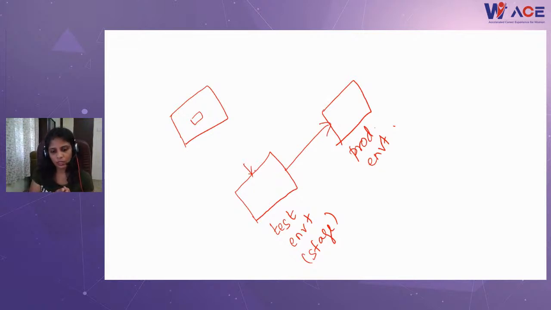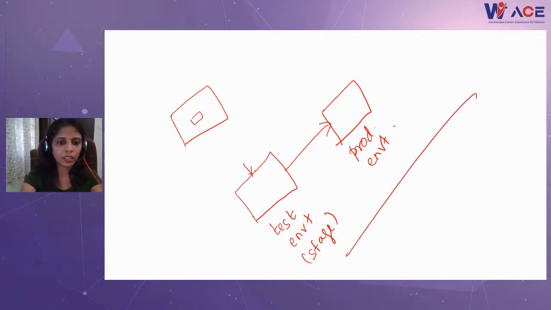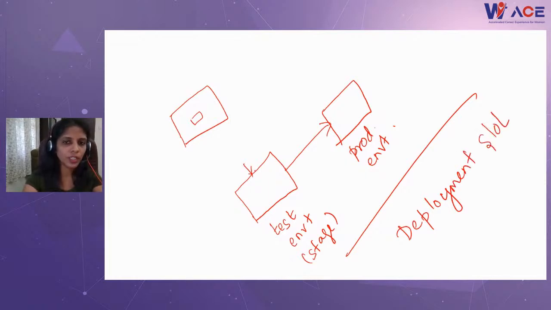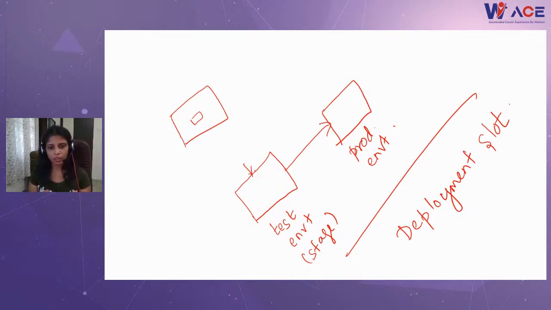So this way of maintaining multiple environments, which is similar to that of the production environment, is what we call a deployment slot on Azure. So Azure offers us a feature which we call a deployment slot, wherein it gives us a provision to create environments that are similar to that of your production environment. You need not create another app service. So let me show you.